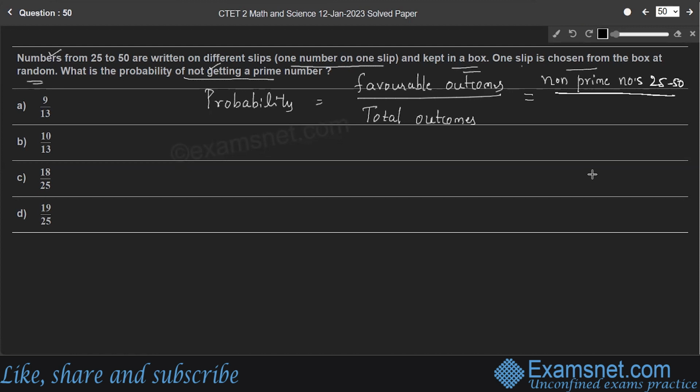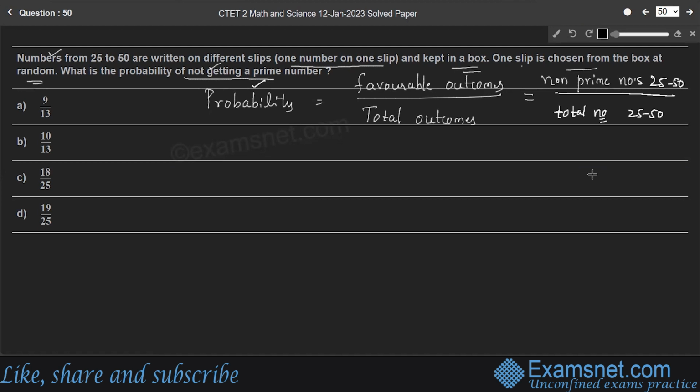So total outcomes are total numbers, right? So total numbers from 25 to 50. Including 25, there are 26 numbers from 25 to 50. Therefore, the probability of not getting a prime number is the non-prime numbers from 25 to 50 divided by the 26 numbers. For that, we'll consider the non-prime numbers from 25 to 50.